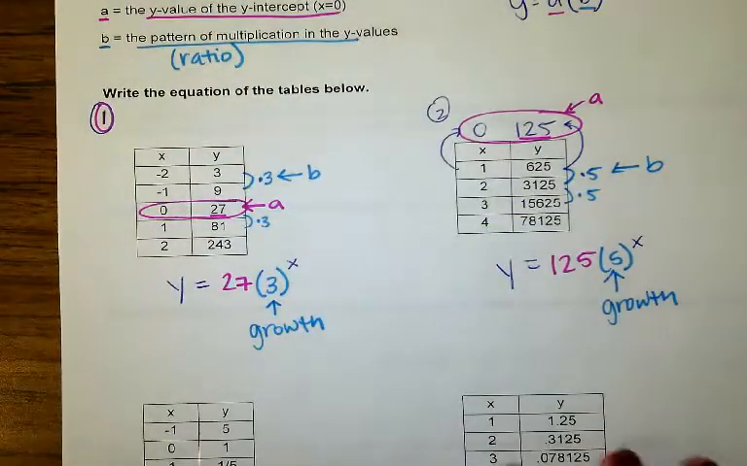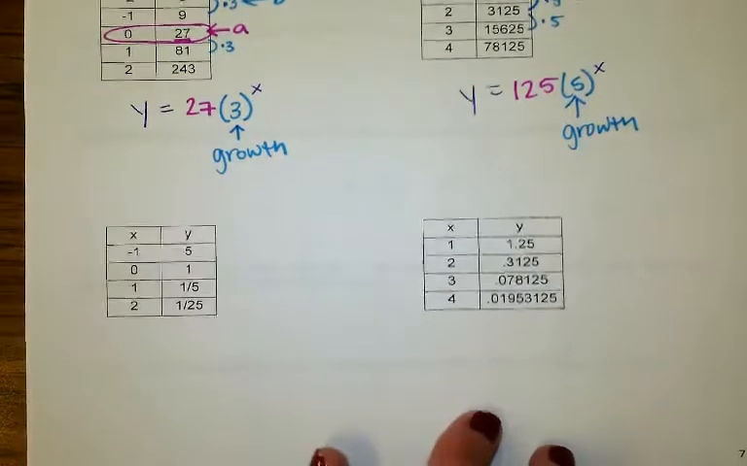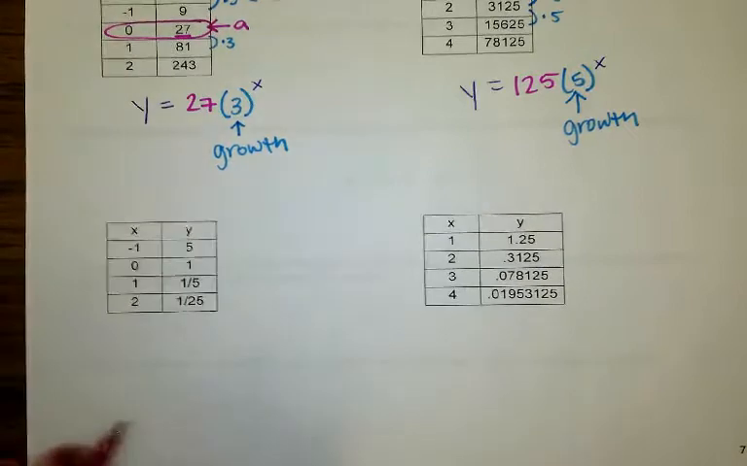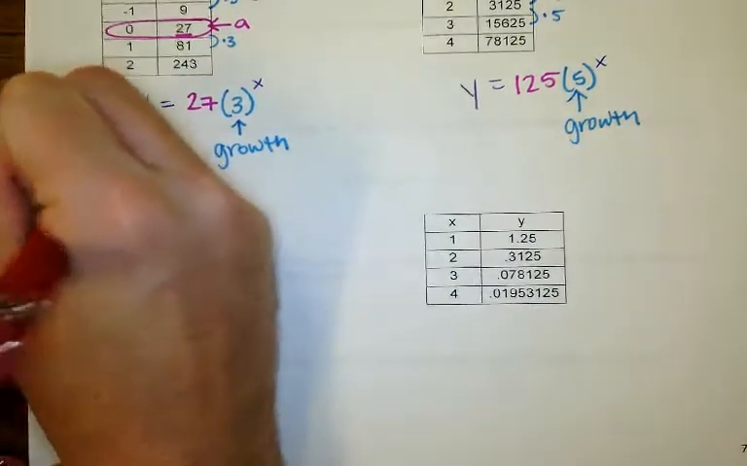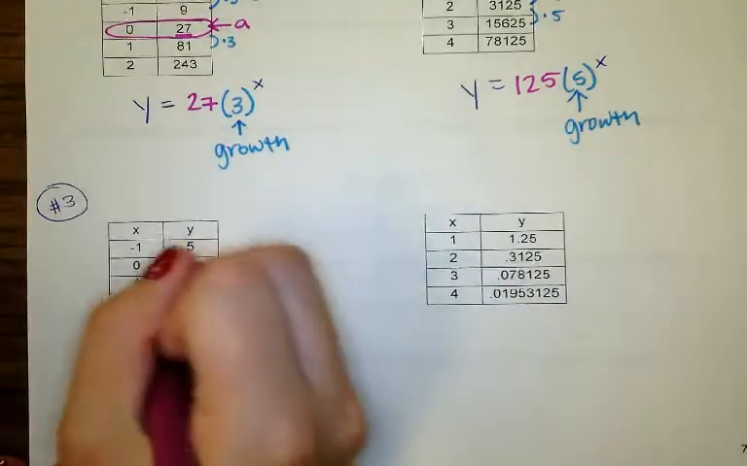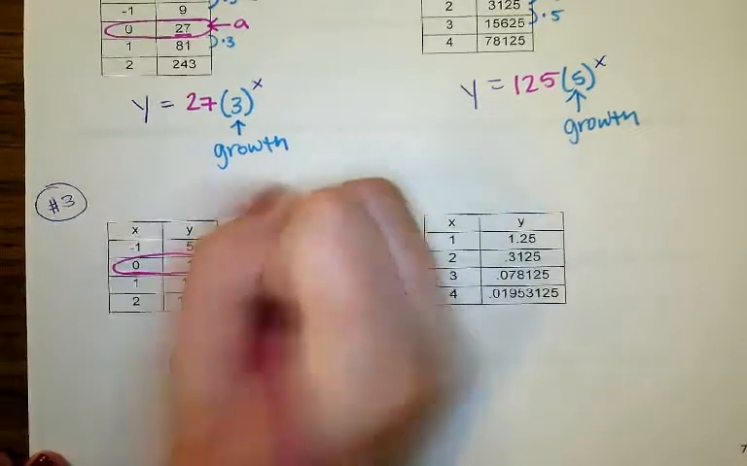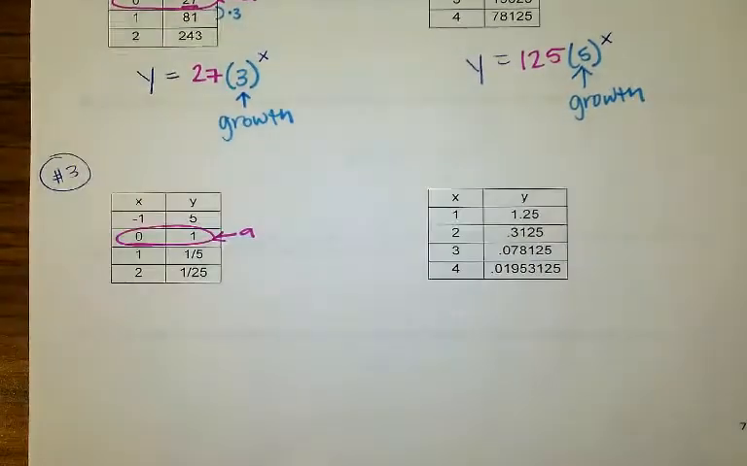All right, now let's take a look at this. All right, let's look at these two. So, can we recognize our A? What's my y-intercept, y'all, on number 3? Is it just 1? Do you guys feel good about that? That's my A value. Okay. What is my B value? What's going on to get from this one to the next one?